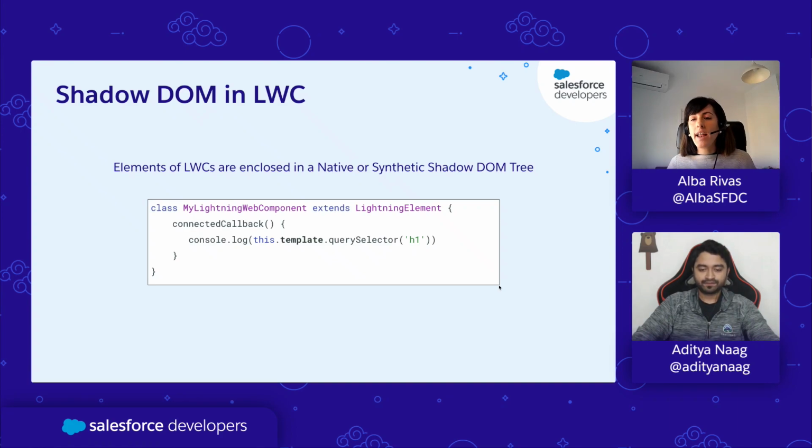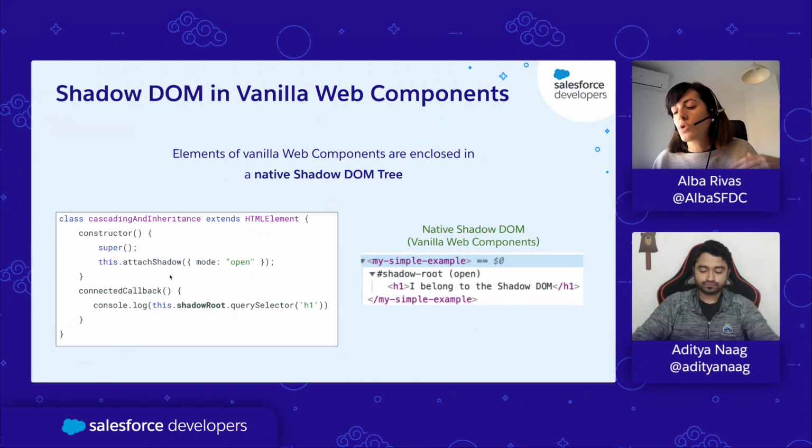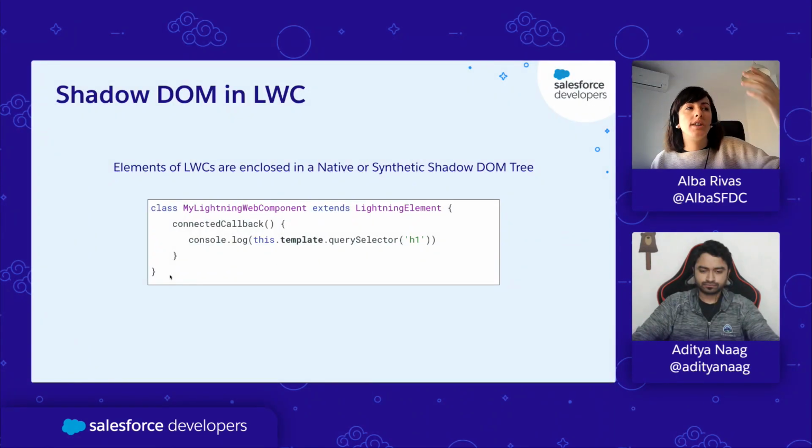So what about Lightning Web Components? For Lightning Web Components, we make it easier because instead of extending HTML element, you extend Lightning element. That means this is a class that we have created that extends HTML element at the end, by the way, in which we have added some functionality. That functionality is going to make it easier to create web components because we don't have to attach a shadow DOM tree, etc., and a couple more features that we have implemented there.